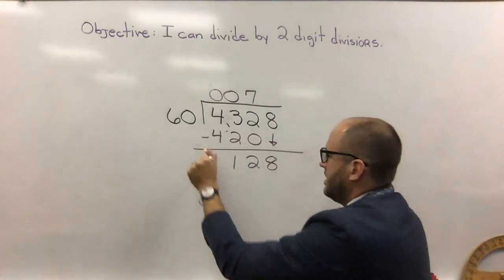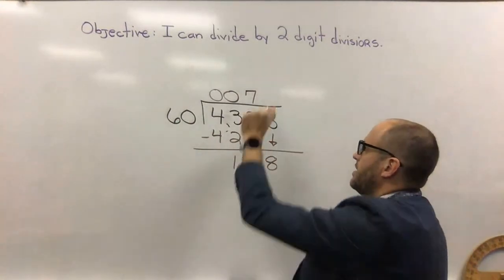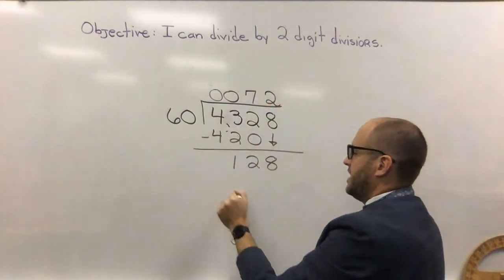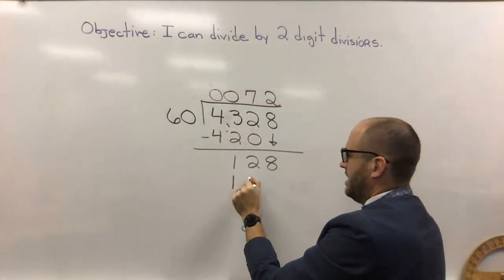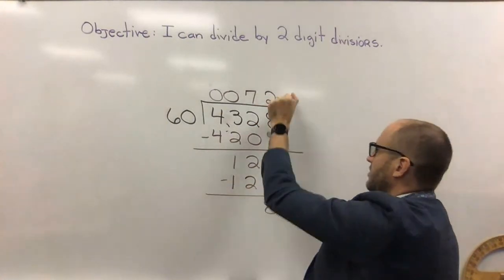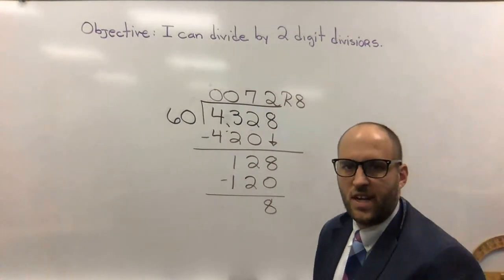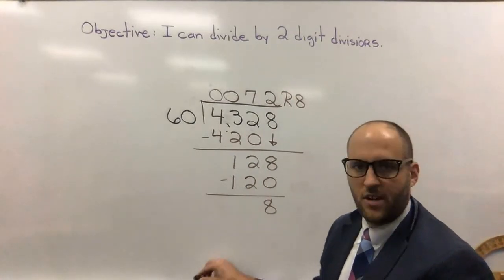Skip count by 6s again until we can get somewhere near 12. 6, 12, well that hit right on the nose, so we can use a 2. 2 times 60 is 120, sorry. And we get a remainder of 8. So our answer here for our quotient is 72, remainder 8.